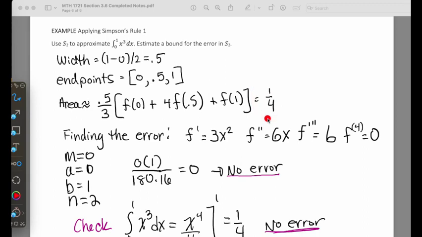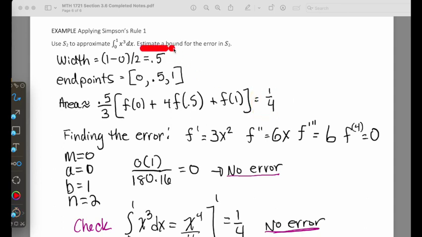Now, if you use the trick in the calculator with the list and the function, you want to put your x to the third in y equals for your function. And then for your endpoints, you're going to put in 0, 0.5, and 1. But because this is done 4 times, you're going to put in 4 0.5s. So in your list, you'll have 0, 0.5, 0.5, 0.5, 0.5, and 1. Okay, so this is our approximation using Simpson's rule.